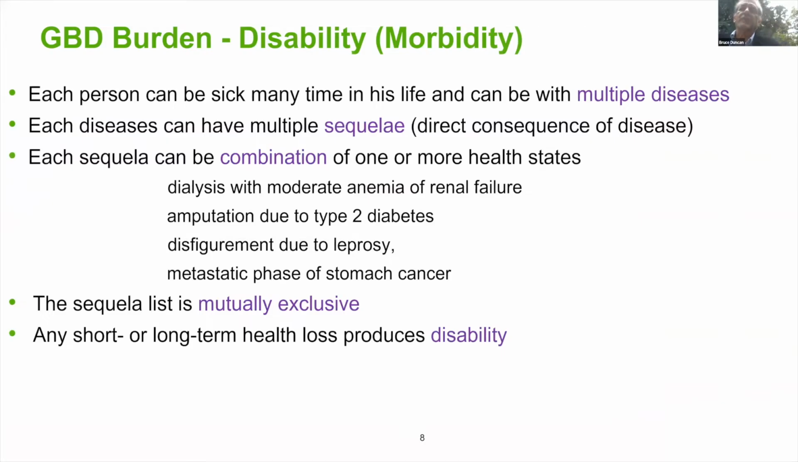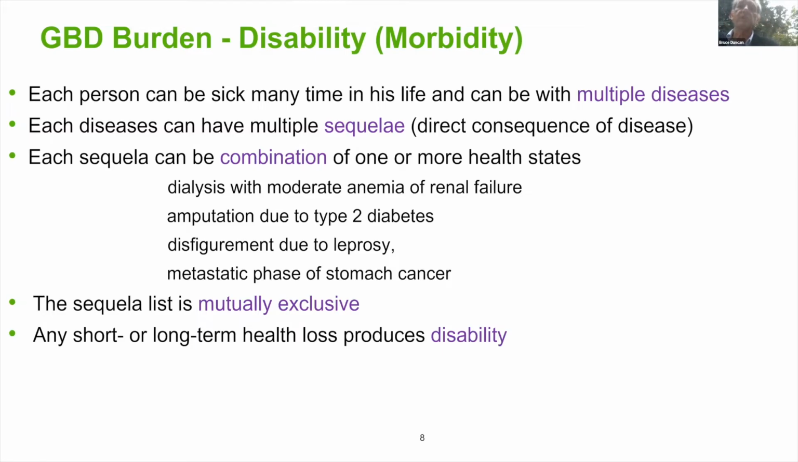The rules for calculating YLDs and morbidity, or disability as it's called in the GBD, are the following. They're a bit more complicated. Each person, as shown in the diagram before, can be sick many times in his life, and it can be due to multiple diseases. Each of these diseases can have multiple sequelae, direct complications of the disease. For example, someone with diabetes could have diabetic retinopathy. Each sequela can be a combination of one or more health states. For example, with diabetic retinopathy, the person has low vision.